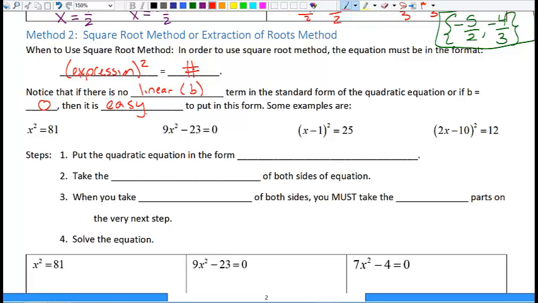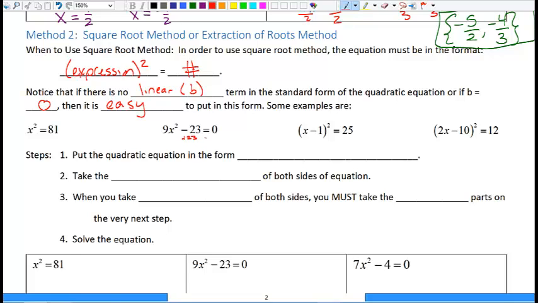So some examples are x squared equals 81. Notice that there's no x term, no linear term, no b term in this, or b is 0. So this equation is really easy to use the square root method. Notice it's something squared equals a number. So notice this one has no linear term, no x term or b. So it's going to be easy to put it in the form expression squared equals number.